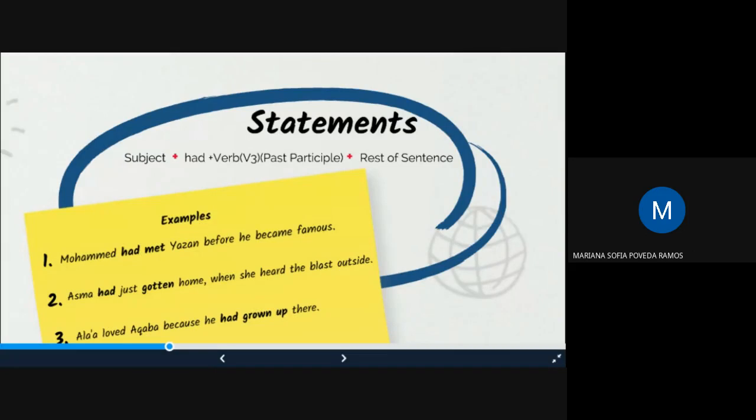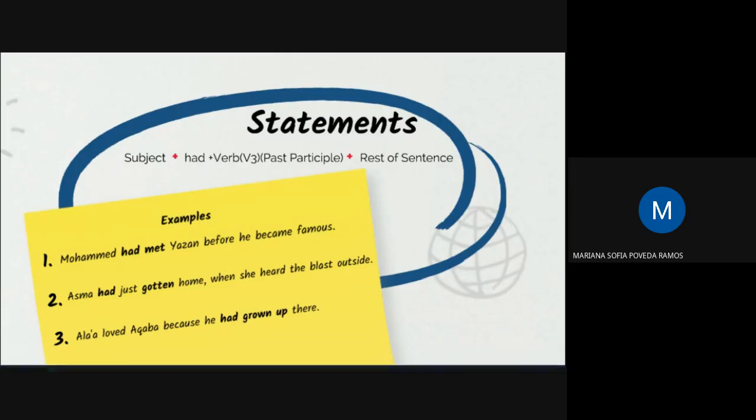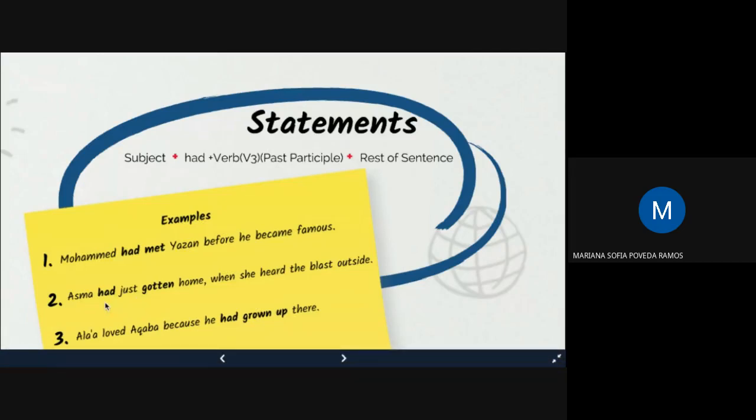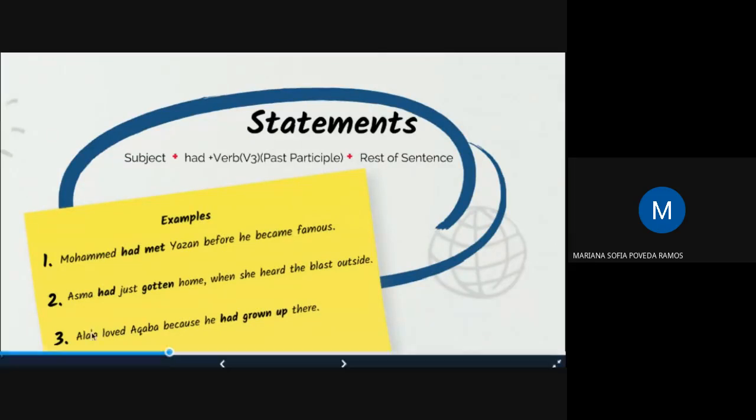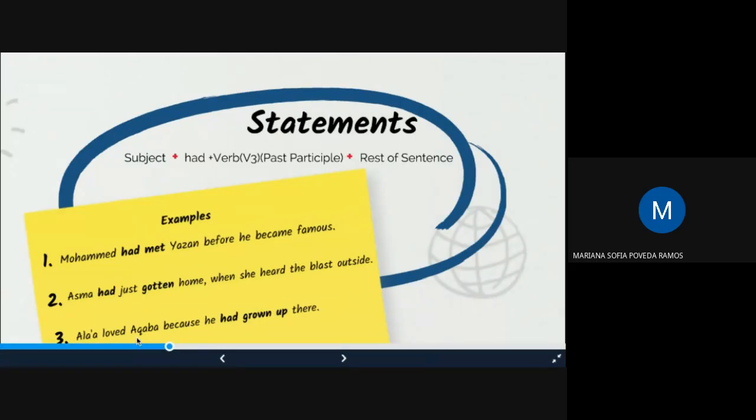One, Mohammed had met Yashan before he became famous. Two, Hasma had just gotten home when she heard the blast outside. Three, Ayla loved Akaba because he had grown up there.